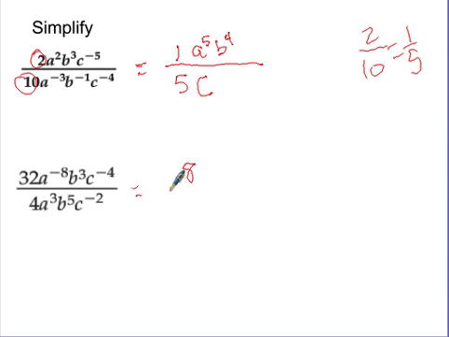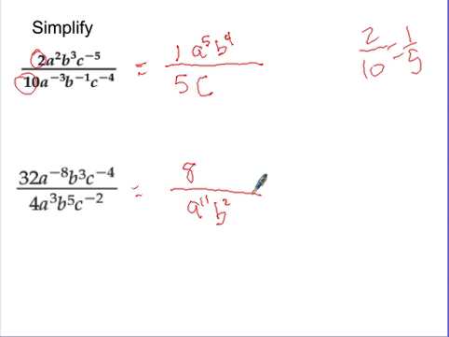That's just 8 on top, okay? 8, a to the negative 8th over a to the third. So negative 8 minus 3 is negative 11, but we don't want a negative exponent, so where does it go? A to the 11th on bottom, right? And then b to the third over b to the fifth. So 3 minus 5 is negative 2.